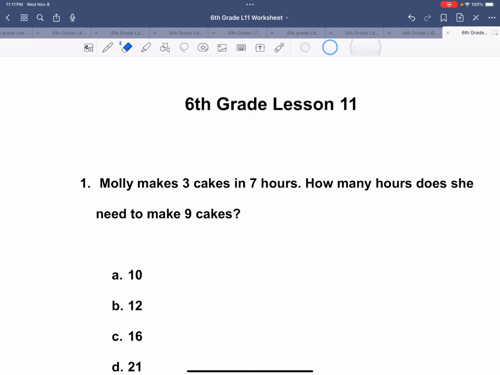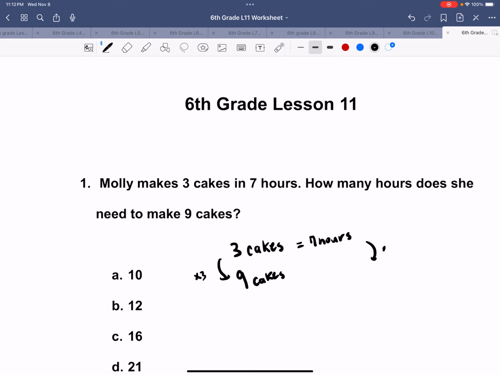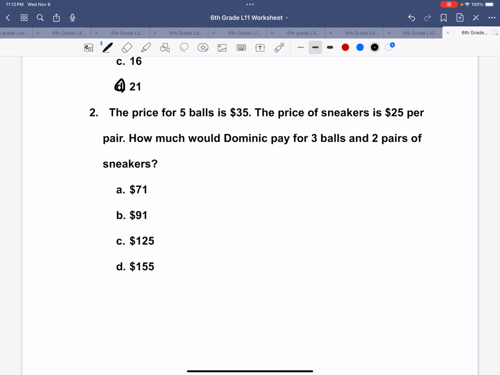Molly makes 3 cakes in 7 hours. How many hours does she need to make 9 cakes? So we know 3 cakes takes 7 hours. And we want to get to 9 cakes. In order to do that, we multiply by 3 here. So we'll also have to multiply by 3 here. So we'll get 21 hours, which is D.